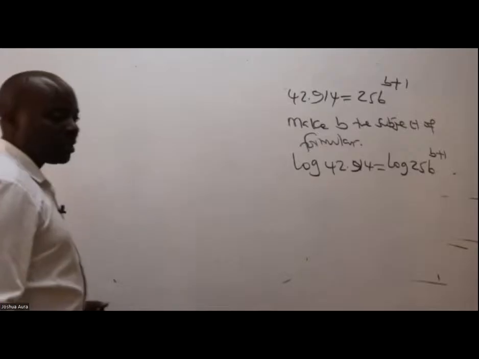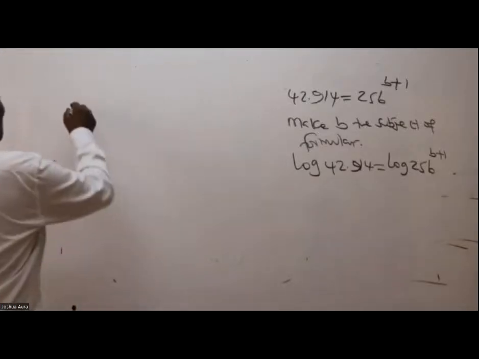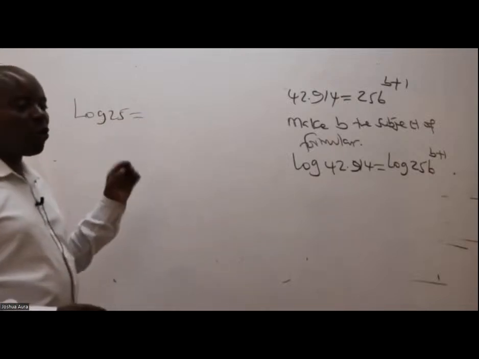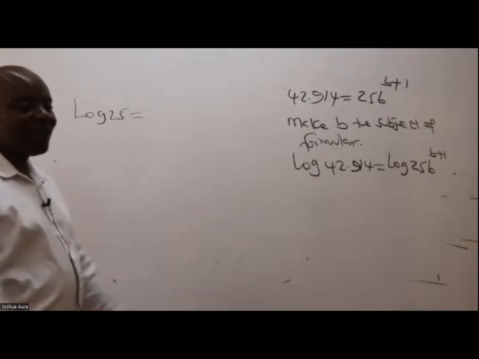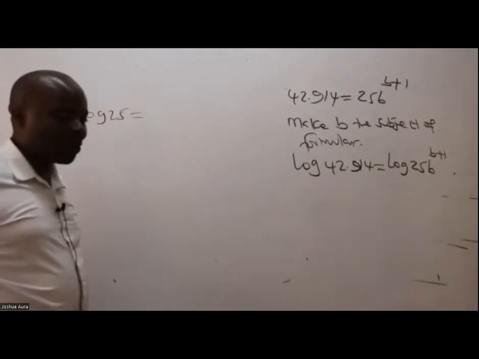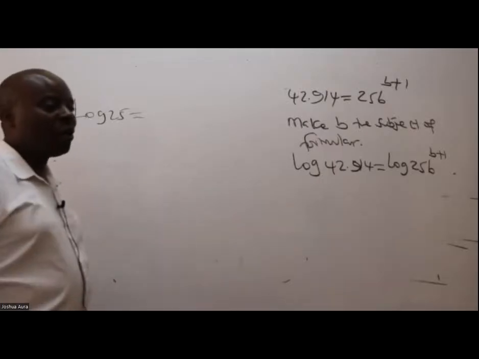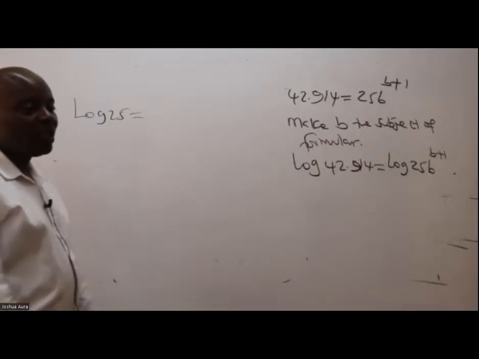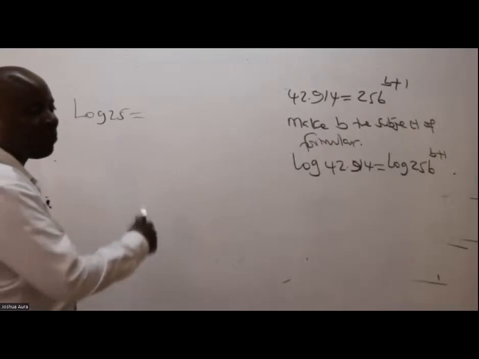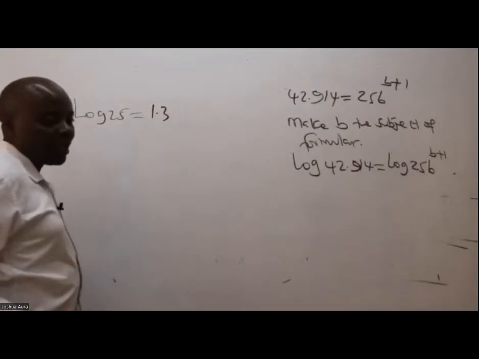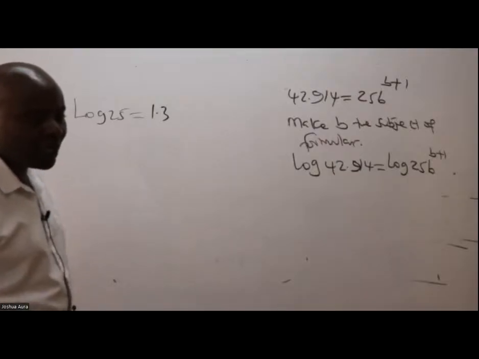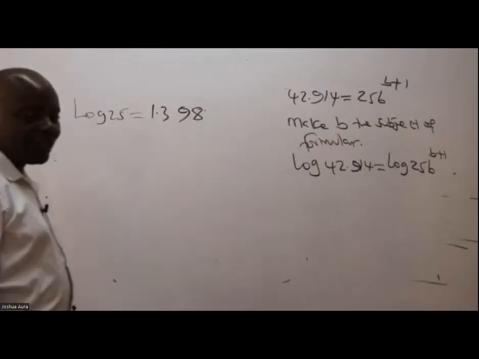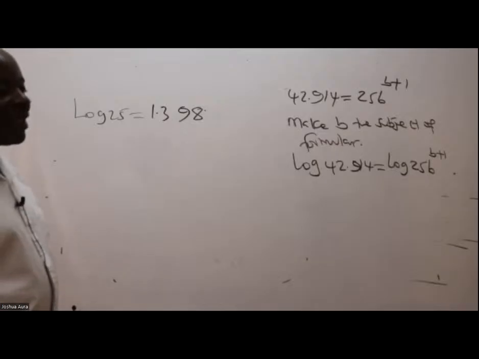Ladies and gentlemen, listen here. If, for example, you have logarithm 25, could you kindly press for me there? Log 25 equals who? Log 25 from your calculators. Atieno gives me 1.3, so it is 1.398. Yes, thank you so much.